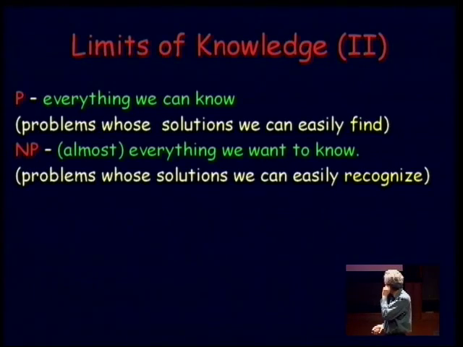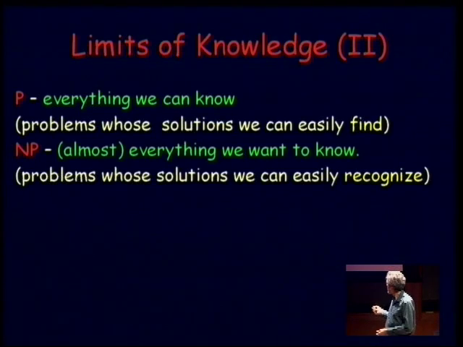So it brings us again to the question we talked about before: what is the limit of knowledge? And now I want to make a bold statement, maybe raising controversy for the panel discussion, interpreting these two classes. So P, we said what it is: it's problems whose solution we can compute efficiently. So basically, if you want to think of it in everyday terms, this is everything we can really know efficiently in our lifetime. Whereas NP captures almost everything we want to know.